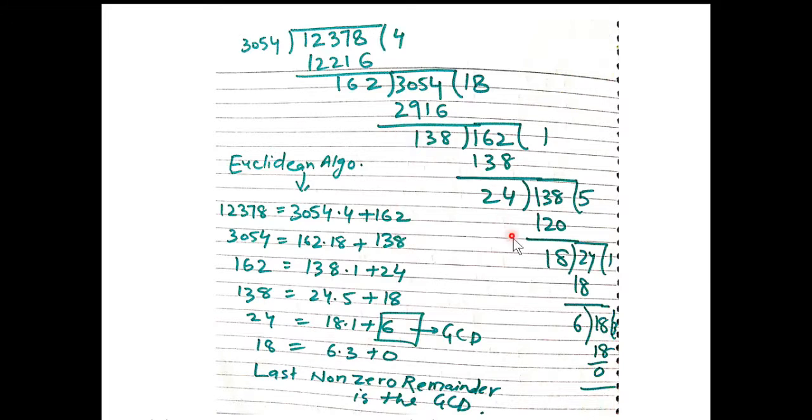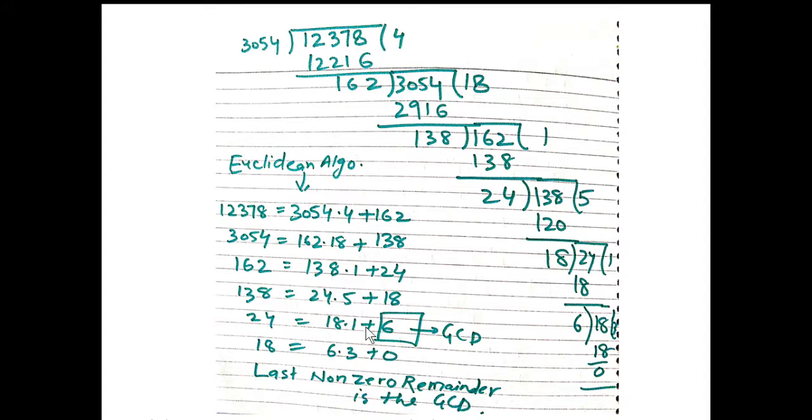We do this till the last step. The last non-zero remainder is the GCD. So here 6 becomes the GCD of these two numbers. Writing all these steps in this form is called the Euclidean algorithm.